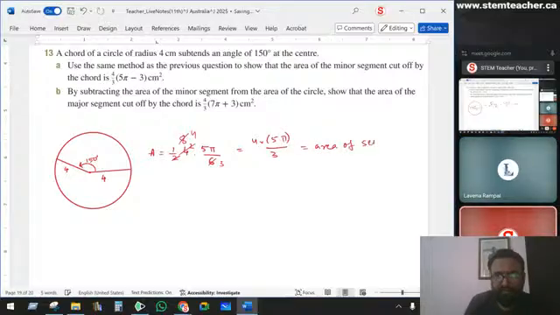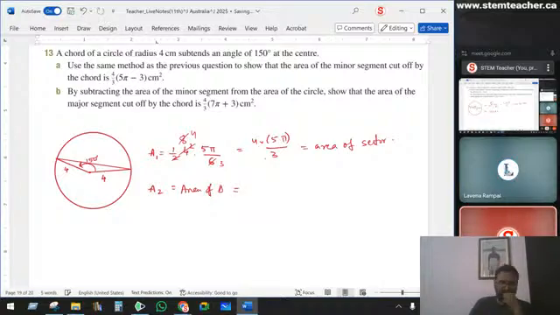Area of sector, this is A1. Now, what is A2? Area of the triangle, whose sides are 4 and 4. These are the two sides, and the angle between the two sides is 150. So the area will be 1 by 2 BC, 4 into 4 into sine 150. How can you get sine 150? 4 fours are 16, by 2 is 8.